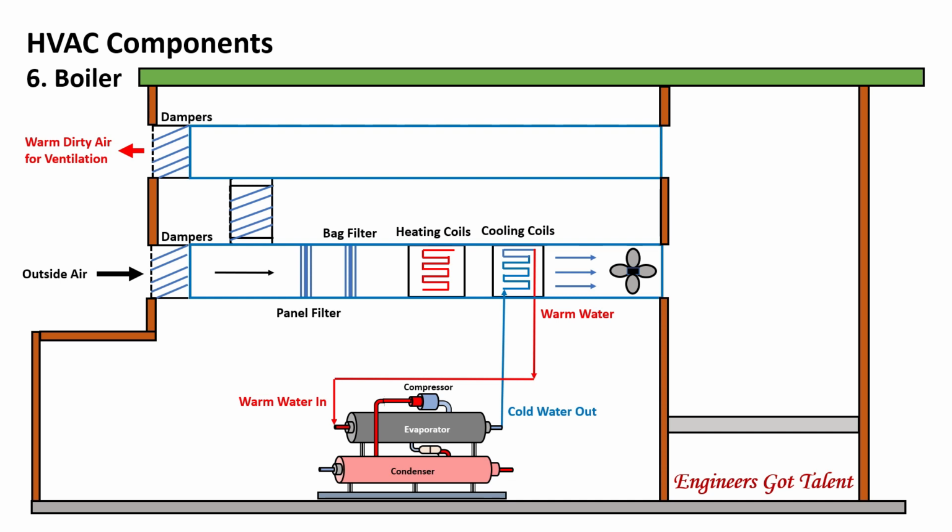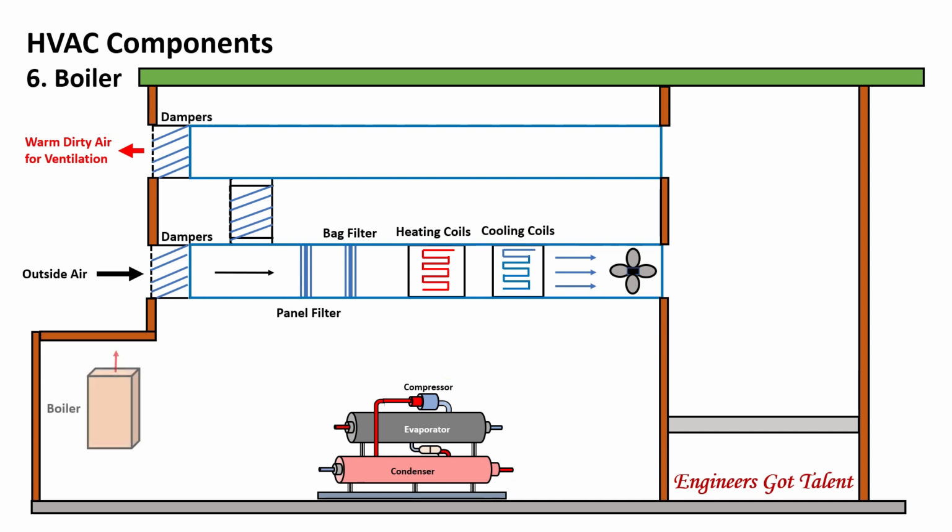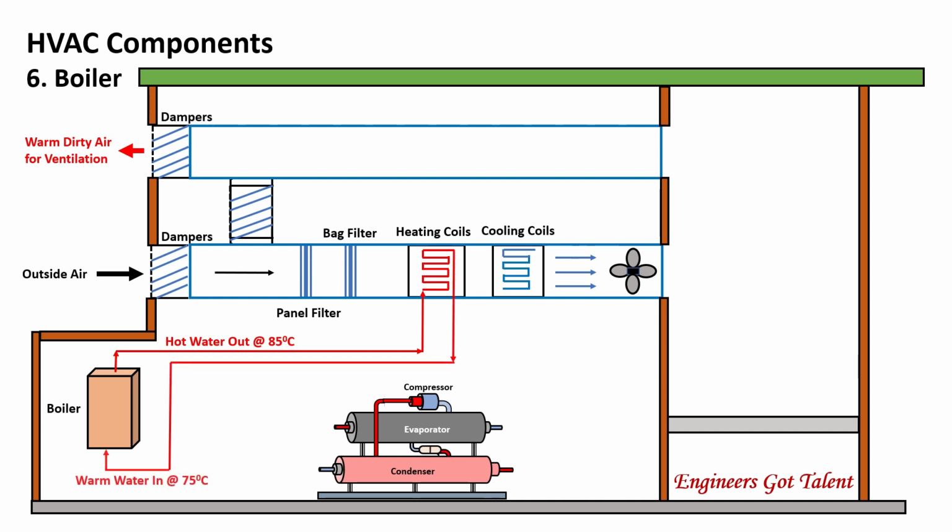The sixth component is the boiler. A boiler is also called a steam generator. It is an apparatus or equipment designed to convert a liquid to vapor. In this case, we will use an electric boiler, which is powered by electricity to produce only hot water, not steam. Hot water comes out of the boiler at 85 degrees Celsius, going out into the heating coils. The hot water returns back to the boiler at 75 degrees Celsius.